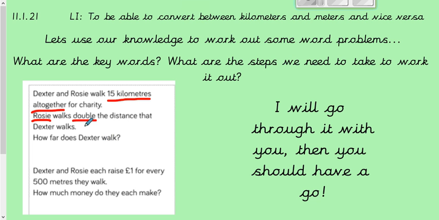Now this question is a bit of a tricky one because you've got to think about maybe doing a bit of trial and error. Now all that means is you try a few numbers and see what the answer you get is. Okay, so let's have a look then. If Dexter, for example, so I'll just put a D for Dexter, if he walked 1 kilometre, let's say, Rosie walked double that. So we know that double 1 is 2. So that would mean Rosie has walked 2 kilometres.